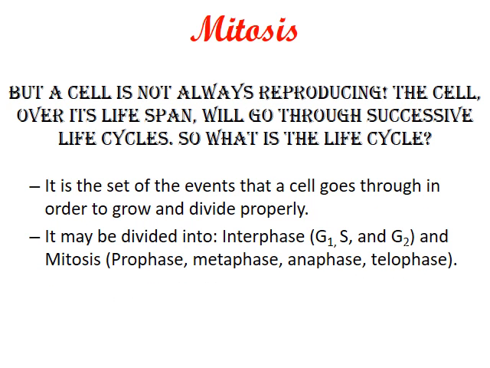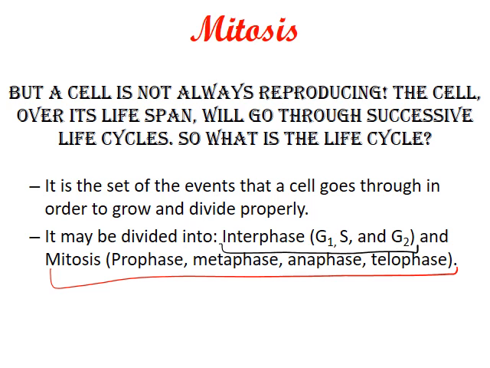But a cell is not always reproducing. The cell, over its lifespan, will go through the successive life cycle. So what is the life cycle? It's a set of events that the cell undergoes to grow and divide properly. It is divided into two parts: mainly interphase, which includes G1 gap 1, S synthesis phase, and G2 gap 2, and the mitosis, which has prophase, metaphase, anaphase, and telophase.